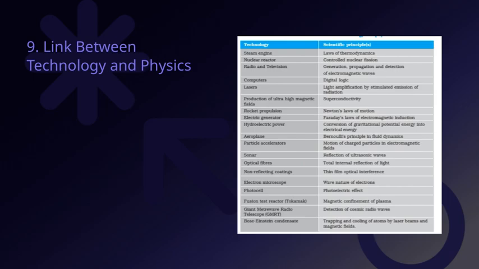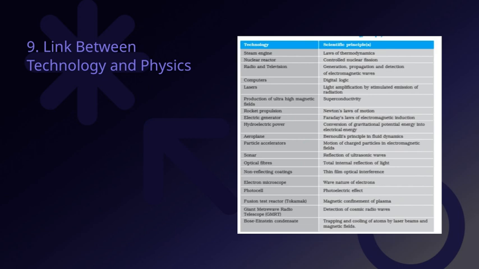As we've seen, physics provides the fundamental principles that underpin many of the technological advancements we use today. For example, understanding electromagnetism has led to the development of everything from electric motors to wireless communication. Similarly, quantum physics has paved the way for innovations like quantum computing and highly secure data encryption. This connection is crucial because it shows how deep scientific understanding directly fuels technological progress.